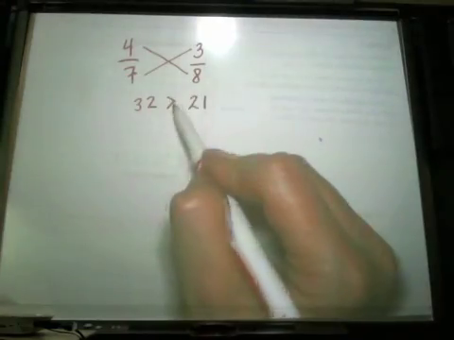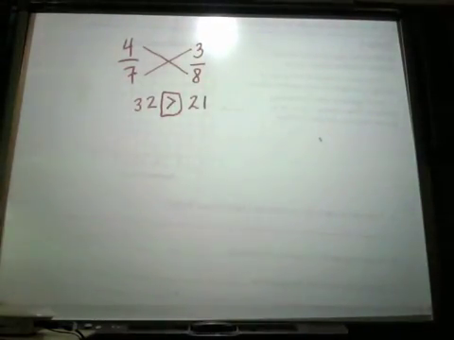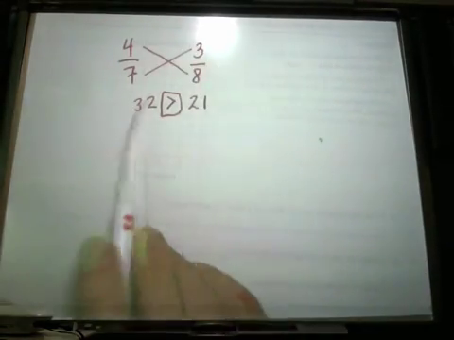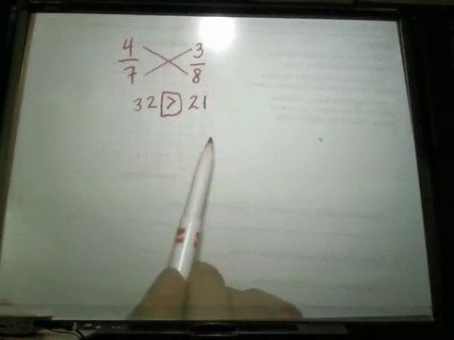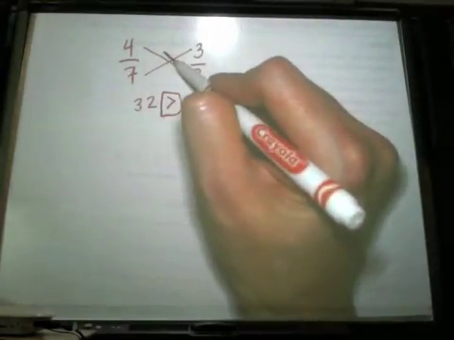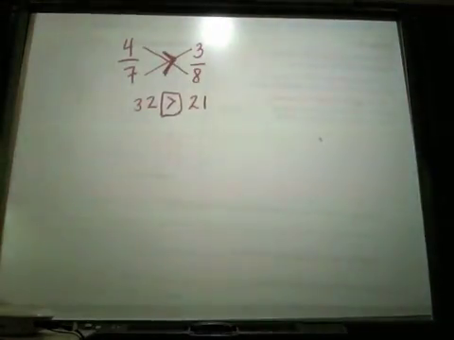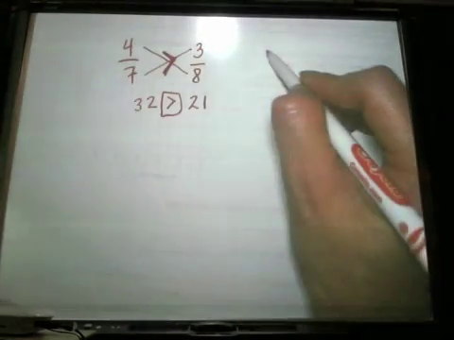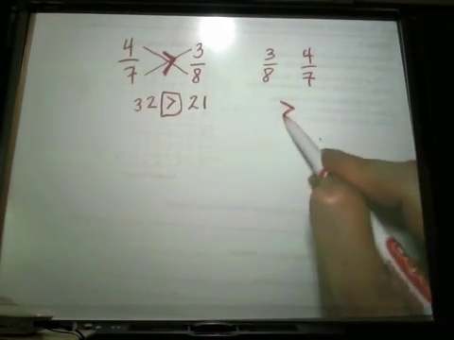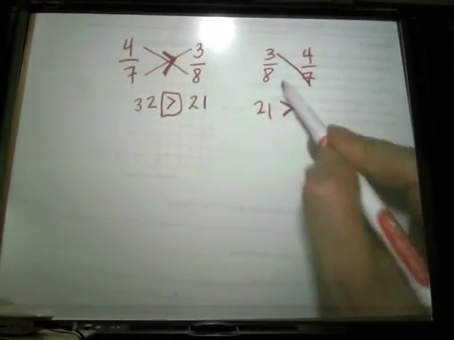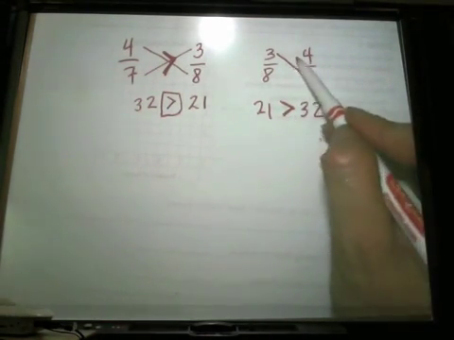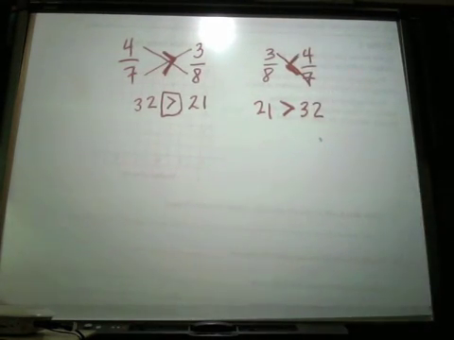Now we're always going to start with this sign. If we start with a greater than every time, and we start with this cross every time, if it is true that 32 is greater than 21, which of course it is, then it is true that this is our symbol. If we did this, let's say we had the 3/8 first, and then the 4/7. We would start with the greater than symbol, but we do our cross, 21 is greater than 32. Well, that's not true. So if it's not true, then what it means is we open to the other one.